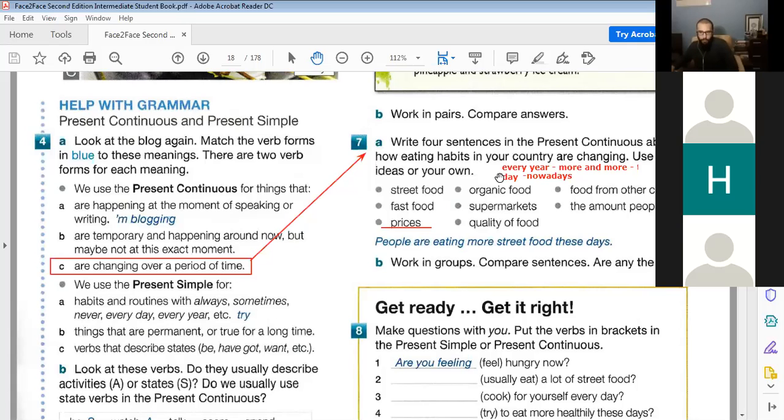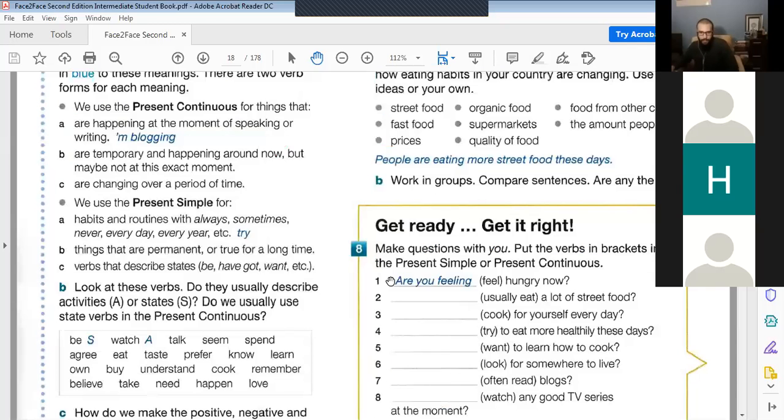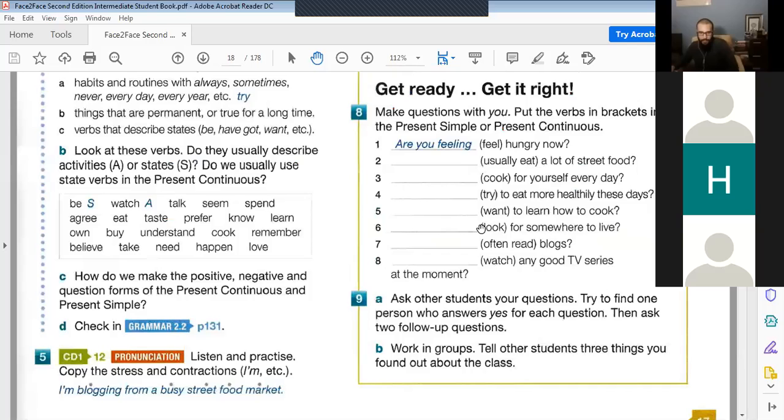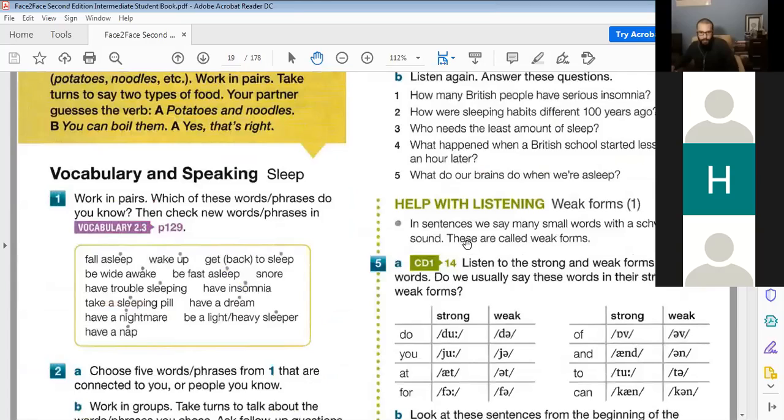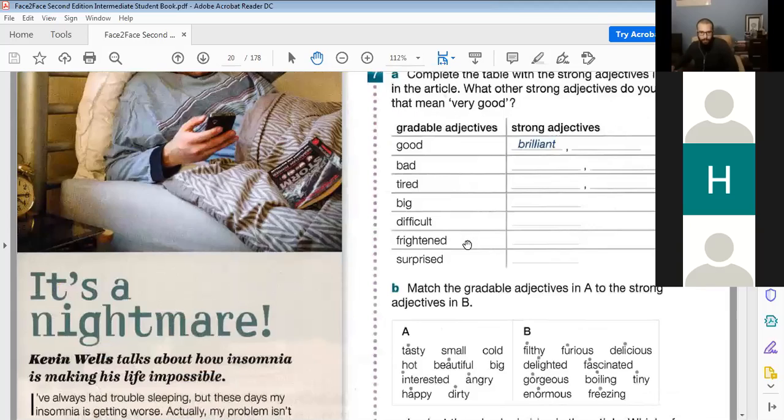So that's all for tonight. In our next lesson, we'll complete this exercise. We'll do the last exercise in this topic. We will talk about insomnia. Do you know insomnia? Do you know what it is?